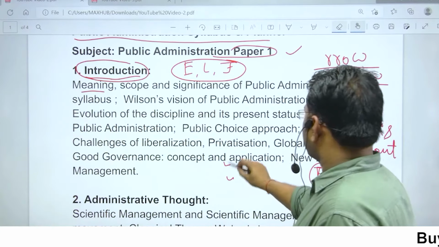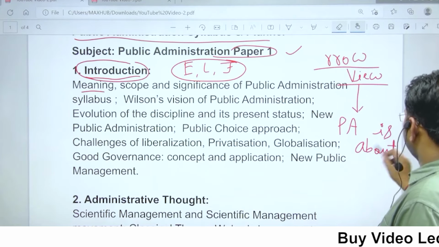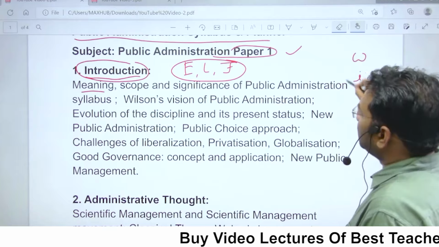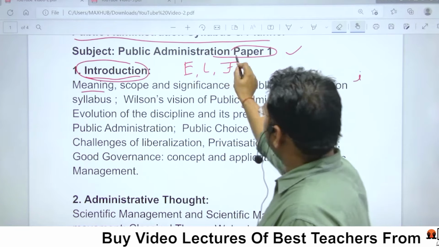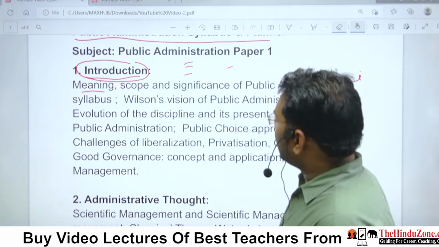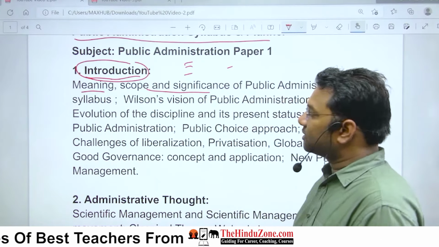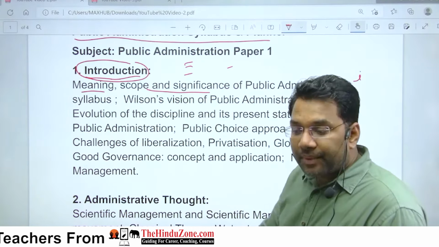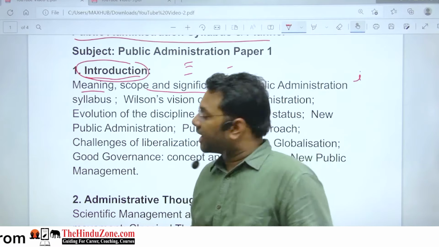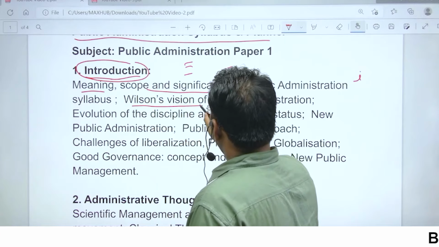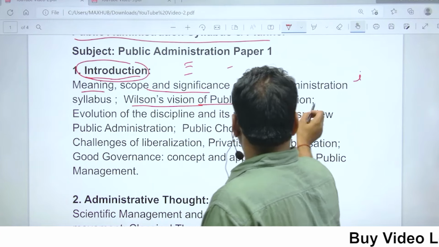हम इन सब के बारे में समझेंगे. This understanding we will be taking up, right? Then after that, we have the next aspect, the meaning. Then we will talk about the scope, significance, what is the scope, कहाँ पे apply हो सकता है, where we can use public administration, and what is the significance. Then we will talk about the Wilson vision of public administration, right?